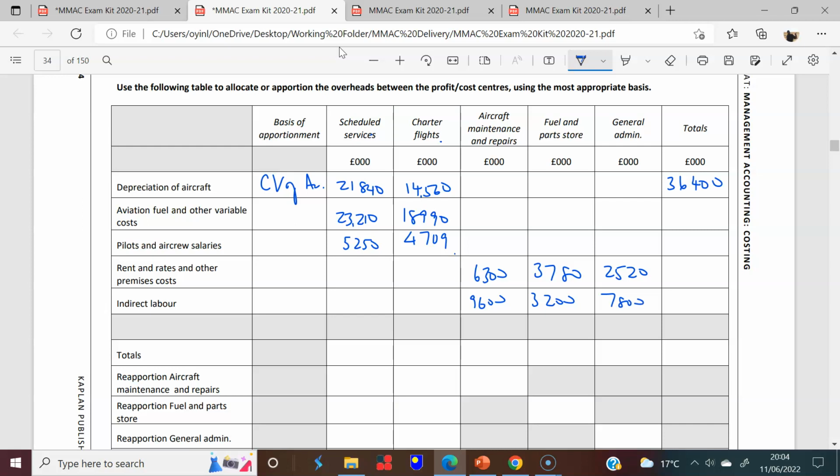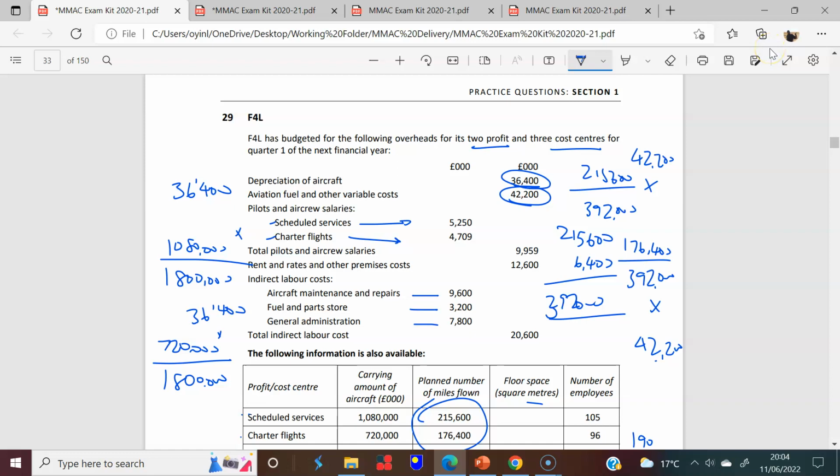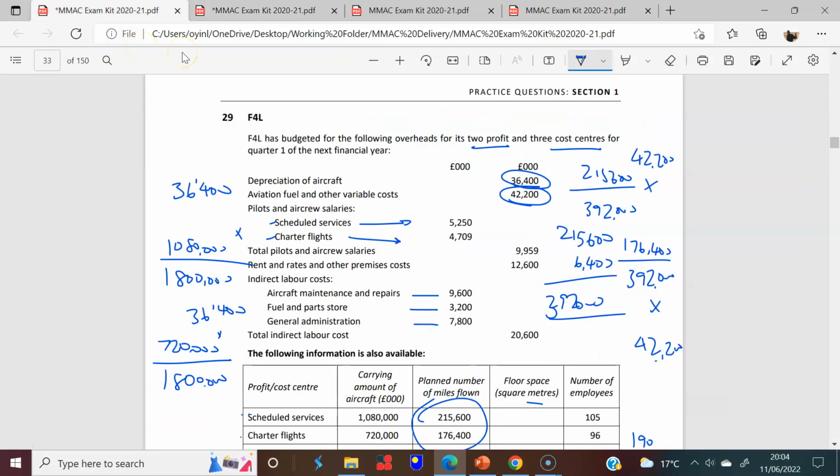I'll do those in a second. And now we're done actually. We are done. We just now need to go back into the story and read how we reapportion once we're done. But let's add these very quickly. I mean, the aviation fuel, these ones are given to you. And when I say given to you, we know what they are. 42,200. And we also know what the total is of these flights. 9,959.